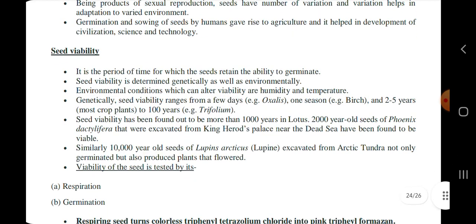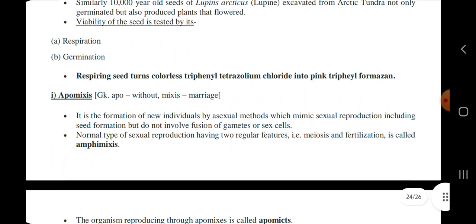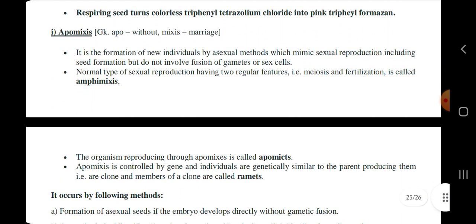Then seed viability. It is the period of time for which the seed retains the ability to germinate. Seed viability is determined genetically. First, respiring seeds reduce triphenyl tetrazolium chloride into pink triphenyl formazan.